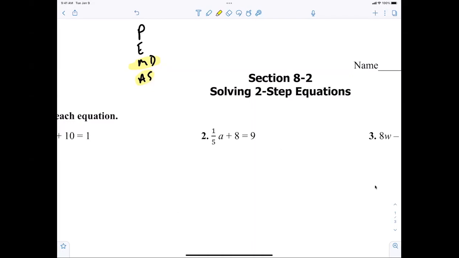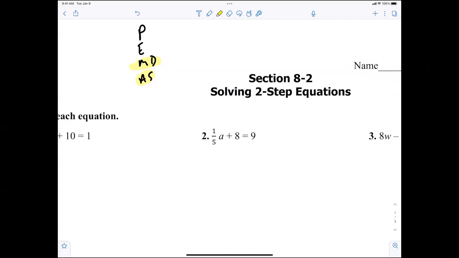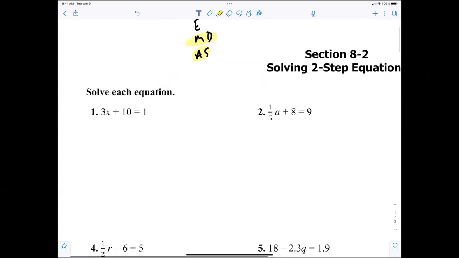Okay, now, again, like I was saying, we're working backwards. So I need to eliminate the addition and subtraction first, and then the multiplication and division. All right, so I'll do the odds with you. So here we go.